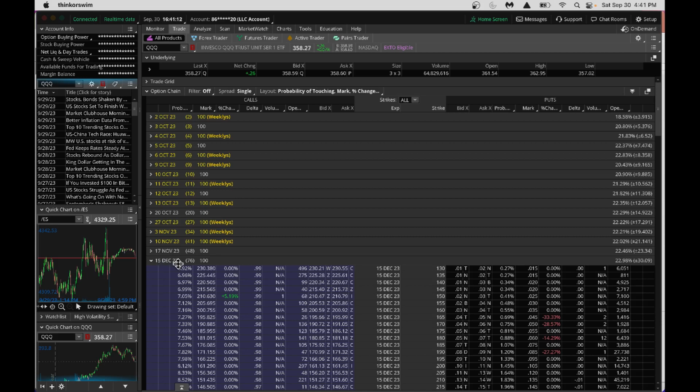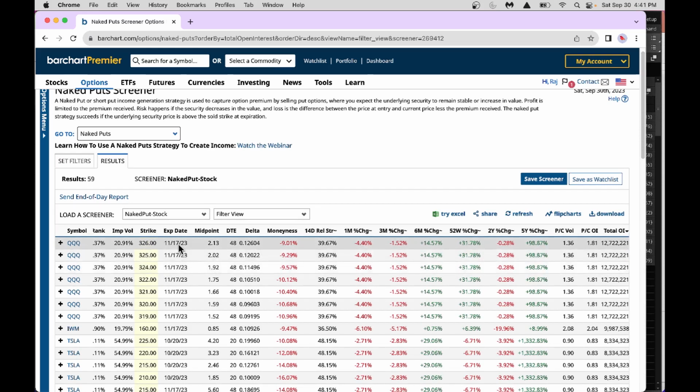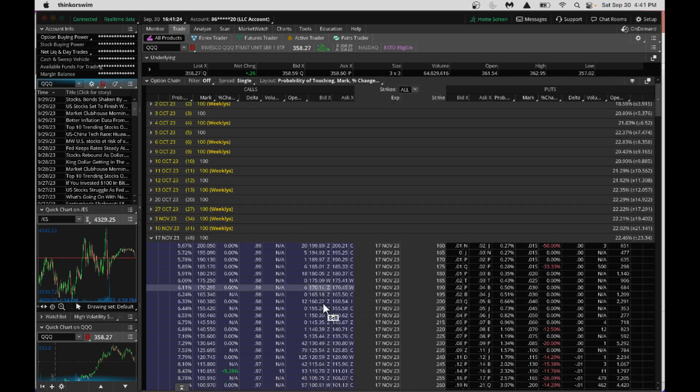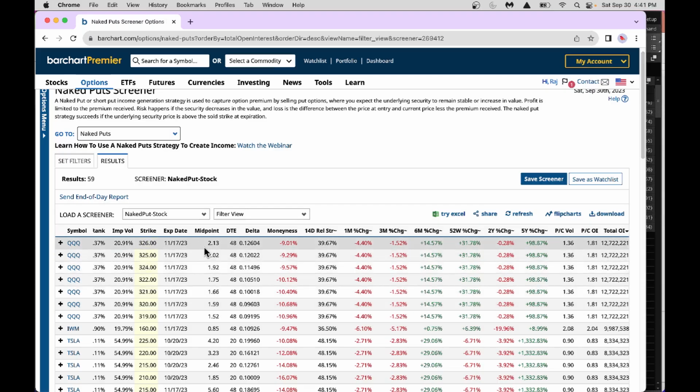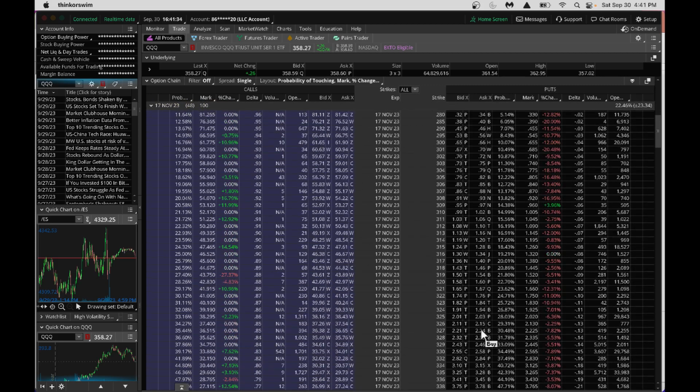So if you go back to my bar chart here, look, we are looking at expiration. Look at the expiration 11/17. It's 48 days to expiration. Let's go to November 17 here. And as you can scan through here, look, we are looking at a strike price. Let's see here, strike price of 326. Let's go all the way down here, 326 right here.